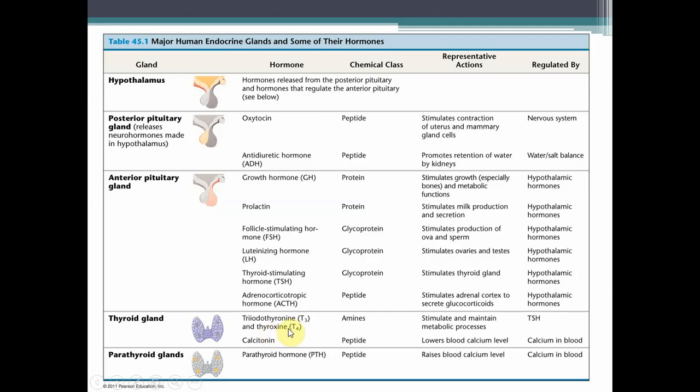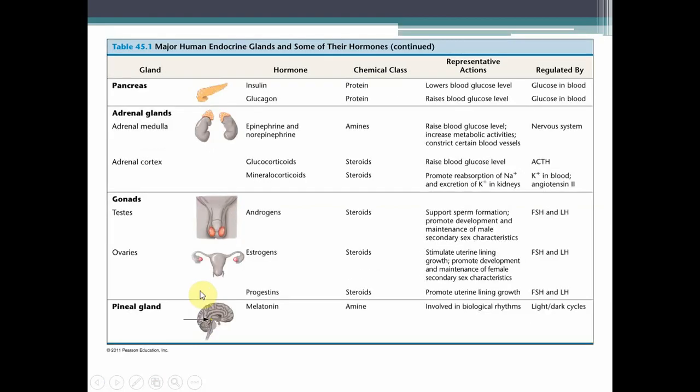Then the thyroid gland, when acted upon by TSH, secretes T3 and T4 and calcitonin. T3 and T4 stimulate and maintain metabolic processes, and calcitonin lowers the blood calcium level. The parathyroid hormone, or parathormone, is peptide in nature, secreted by the parathyroid glands, four button-shaped glands present behind the thyroid gland, and raises blood calcium. Parathyroid hormone and calcitonin are antagonists to each other.